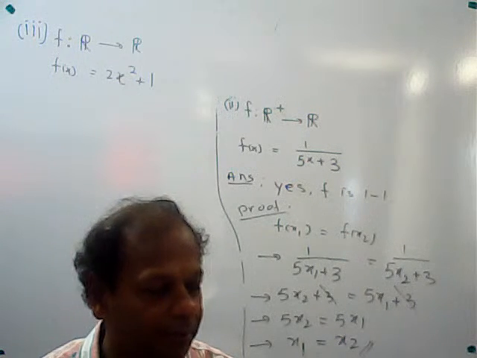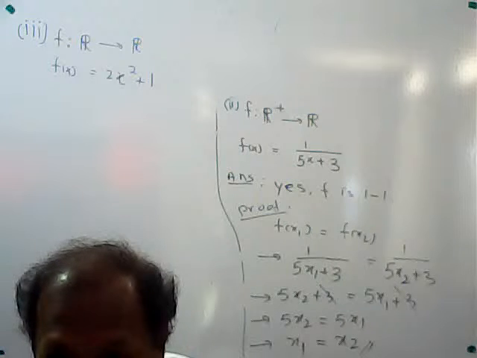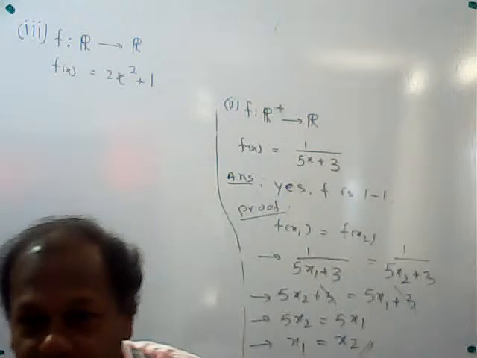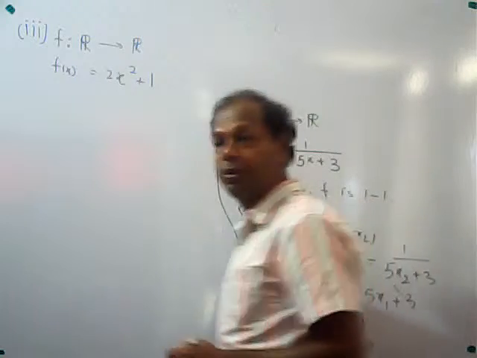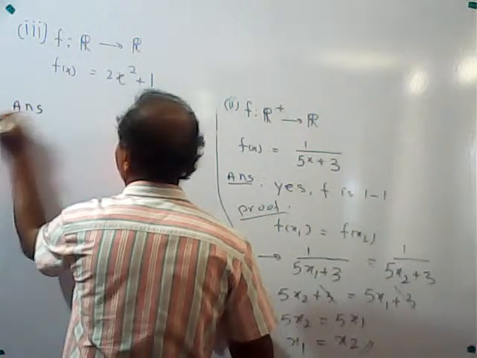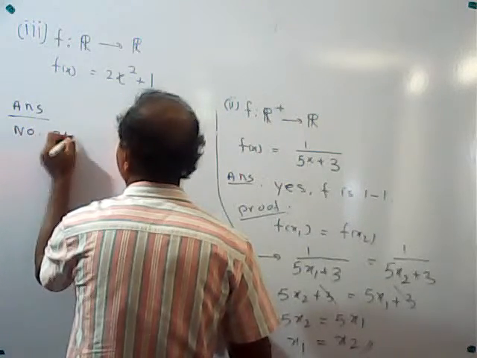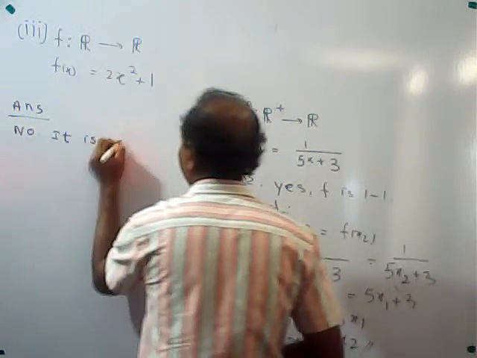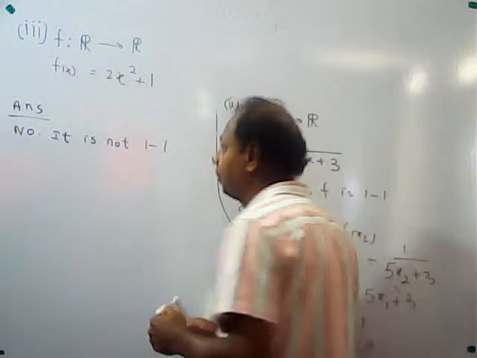Some definite values. Yeah. f1 and f minus 1. f1 and f minus 1. So you have to give the answer nicely. You have to write it nicely. Answer. So you are saying no. No, it is not. It is not 1 to 1. Then prove it. Prove.